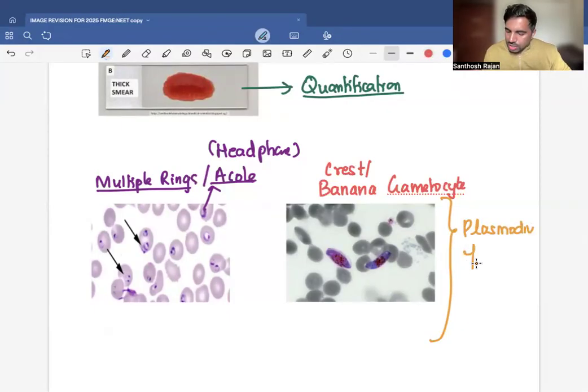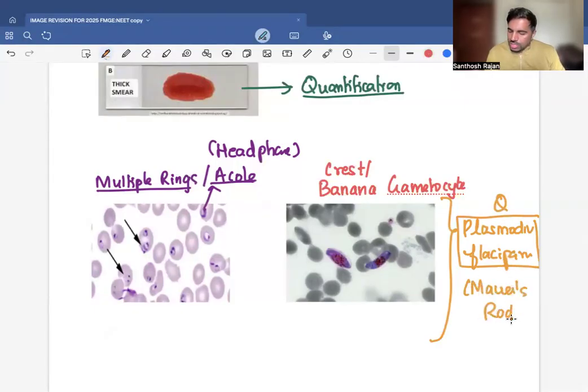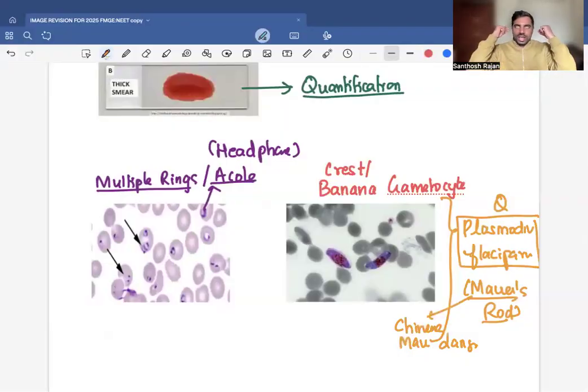Plasmodium, the most dangerous one, falciparum. So Plasmodium falciparum, the dangerous one, especially you see what rod? Maurer's rod. Maurer's, it's a Chinese name, no? Chinese means Mao, so dangerous. So he likes banana and he has multiple rings and he has headphone or whatever you can remember. Dangerous guys, everything.